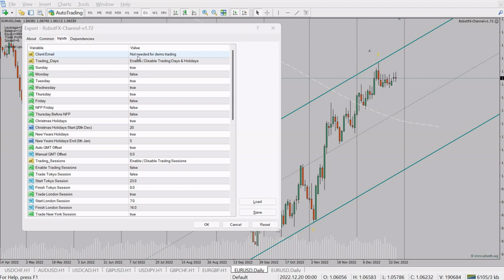So first we have the client email that can be ignored if you are trading on a demo account, and obviously you have not purchased this Expert Advisor to trade on your licensed live account.